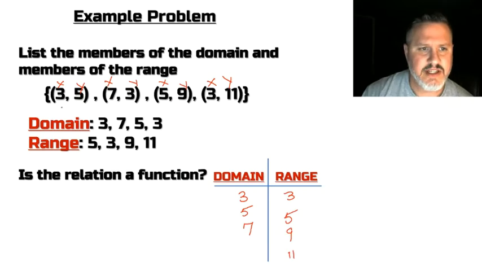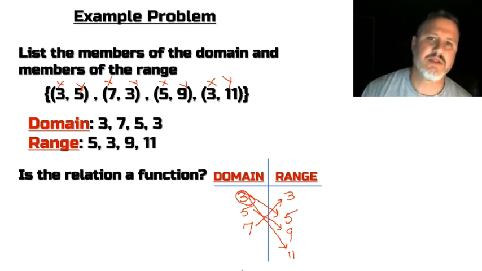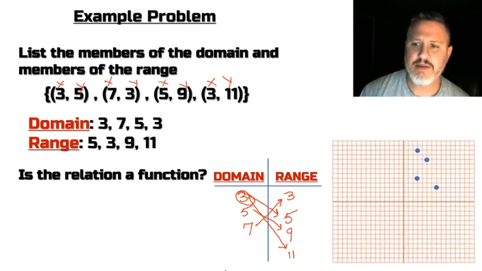Okay, so let's see. The 3 belongs with the 5, so I'm going to draw a line from the 3 to the 5. The 7 belongs with the 3. I'm going to draw a line from the 7 to the 3. The 5 belongs with the 9. And the 3 belongs with the 11. And you can see the problem already. See how this 3 right here has 2 ranges? I can't turn a 3 into a 5 and turn a 3 into 11 using the same number machine. It's impossible. So that would be a no.